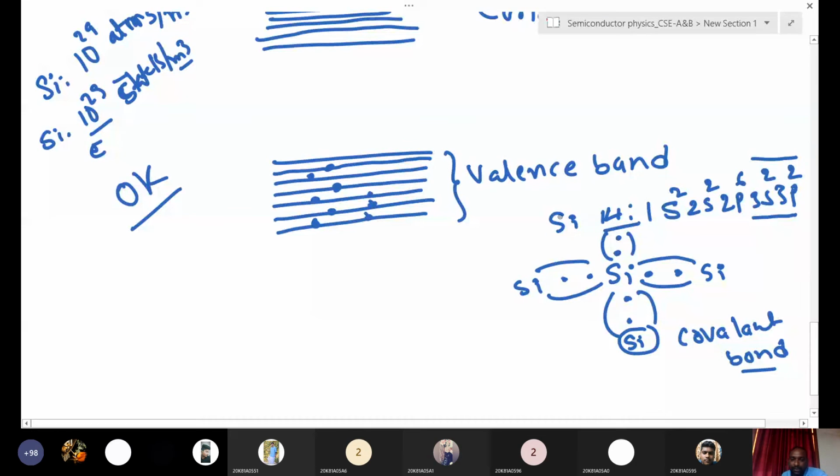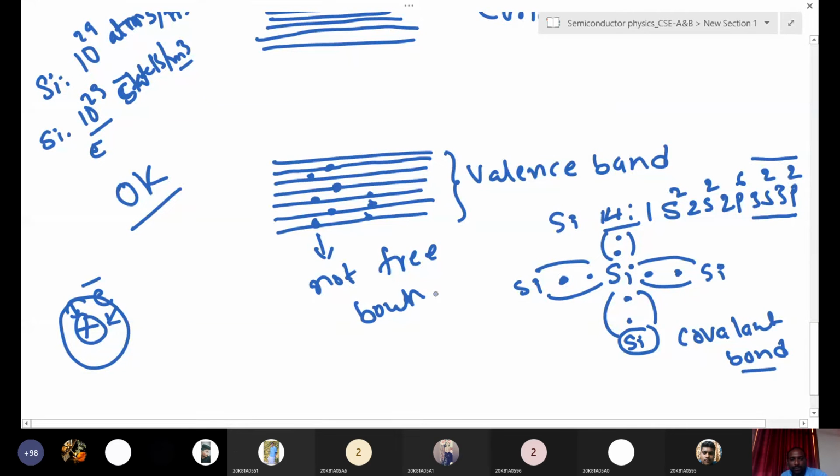At 0 Kelvin, these electrons are tightly bound to the nucleus. Generally, suppose this is the nucleus, electrons revolve around the nucleus, right? At 0 Kelvin, these electrons are tightly bound to the nucleus. So all electrons are filled in the valence band only, but these electrons are not free. These are bound electrons.